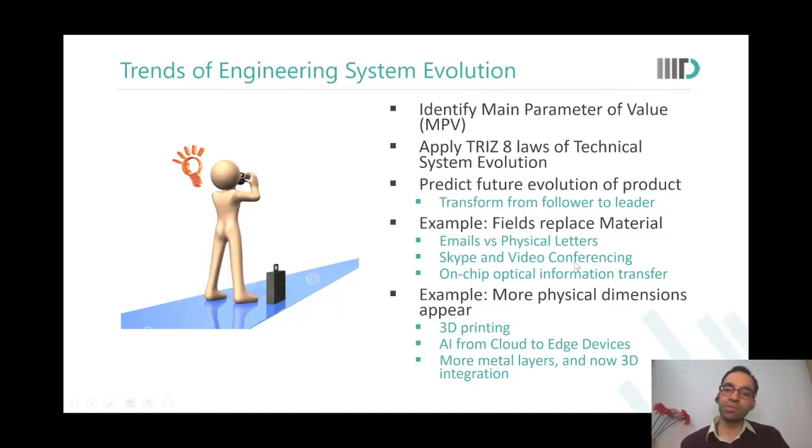For example, there's this one principle which says that fields replace materials. And we see that everywhere. For example, typically I would have to physically move from my home to IIIT Delhi. You would need to physically move from your home to IIIT Delhi to attend this class. But today we are doing this class through video conferencing.